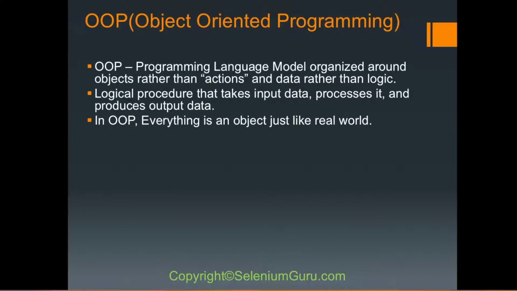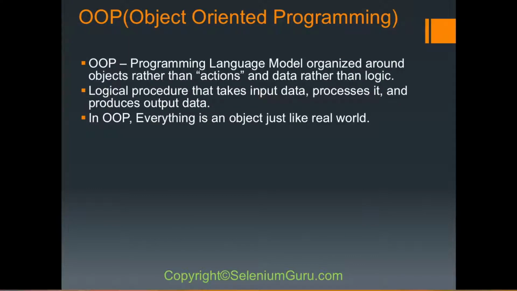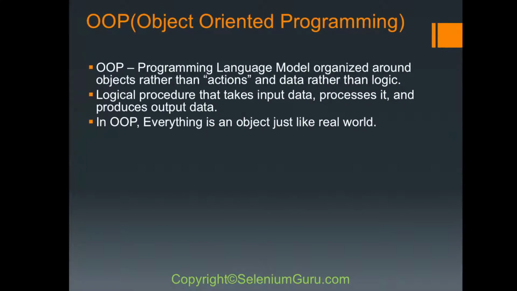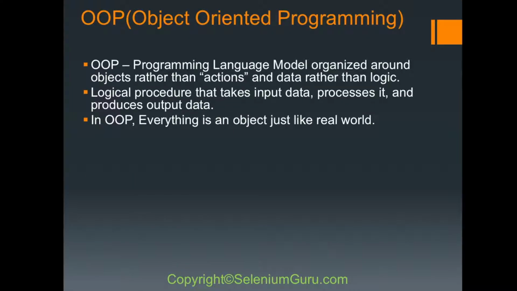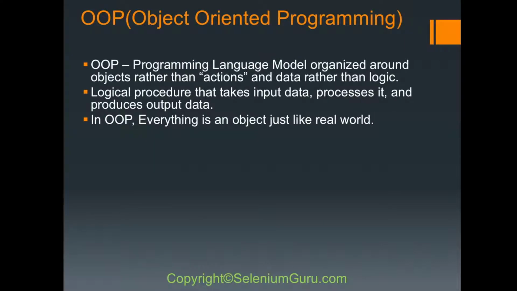Like I said before, scripting languages, or functional programming languages, are more focused on actions and logic. That logic takes input data, processes it, and produces output data. However, object-oriented programming language is more focused on objects. Let's say you create an object like a vehicle or automobile, and you can create millions of objects from that class. That's the advantage of object-oriented programming language.